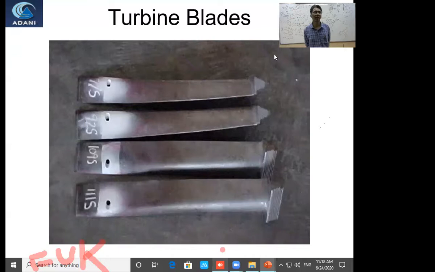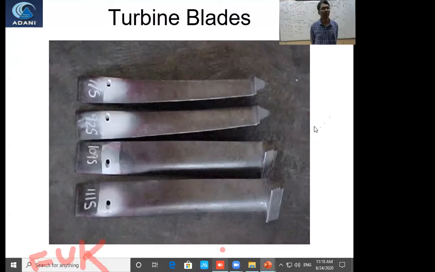So that is the real view of it. Real view of an LP turbine blade. As you said, the LP turbine is bigger in size, so the blade is also bigger in size. On the right side, you can see the roots, how they are fixed in the rotor. And at the top, you can see the holes.